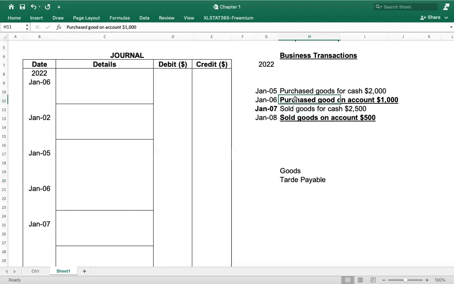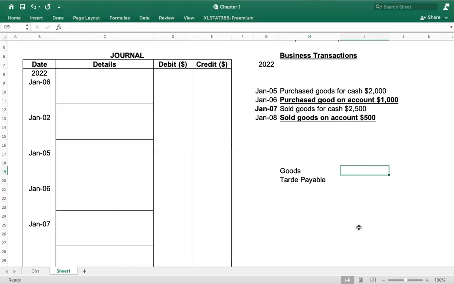I don't know the name. I know I brought goods on credit basis. Payment is not done. So I need to write the name of the supplier. But I don't know the name of the supplier. So I will use this common word. What is that common word? Trade payable.